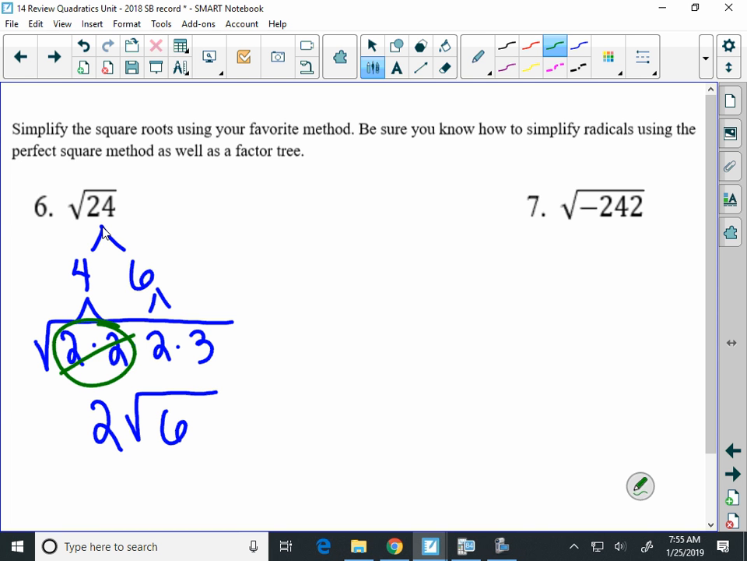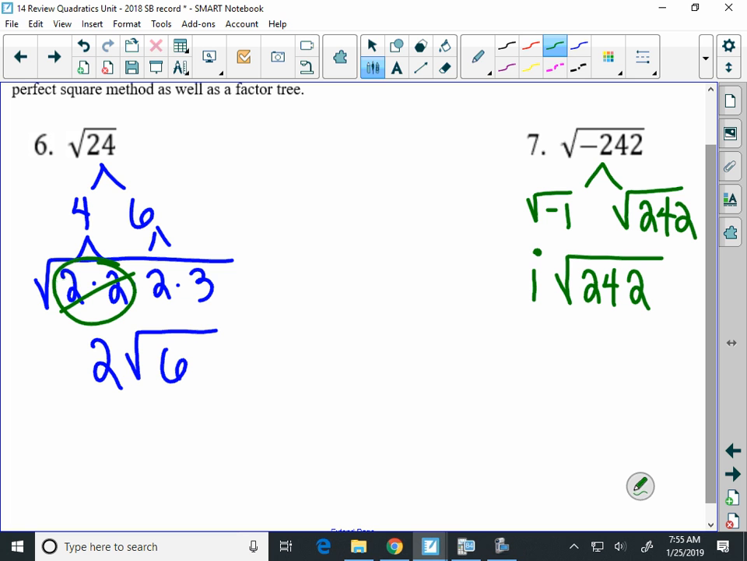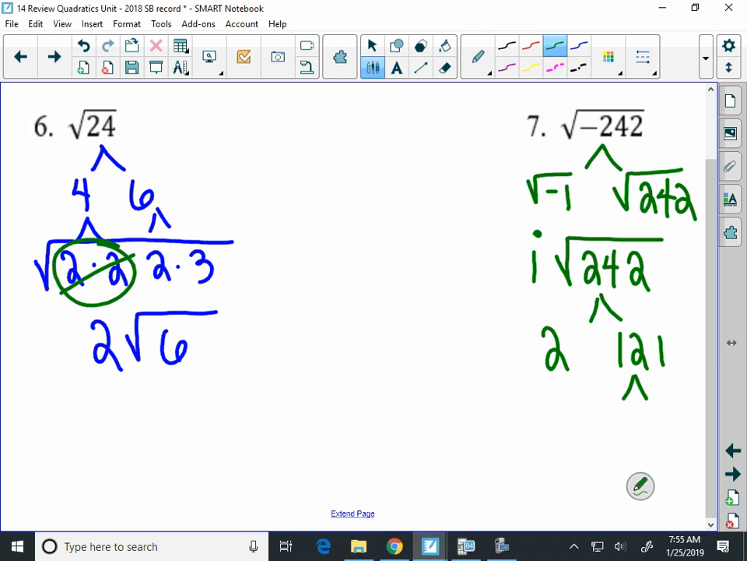Same idea on problem number 7. But the difference on problem number 7 is that we're taking the square root of a negative number. So when we start this, it's the square root of negative 1 times the square root of 242. And remember that the square root of negative 1 is i. It's i times the square root of 242. Now when we break down 242, we do it just like we did the square root of 24, and I just did 2 times 121. And then we break down 121, and we get 11 times 11. And carry down the 2.